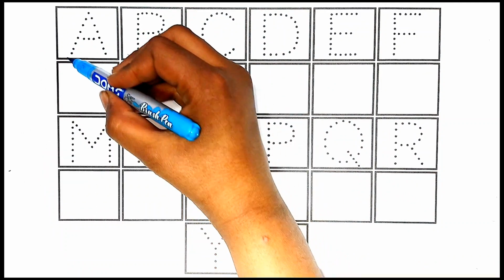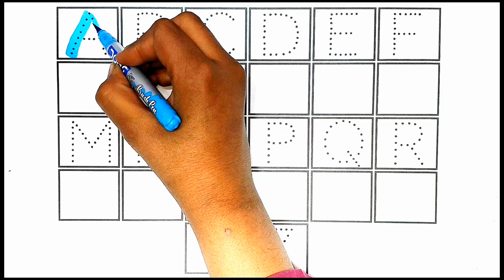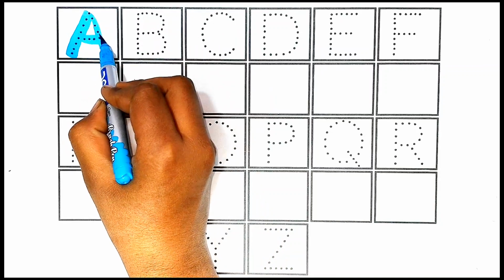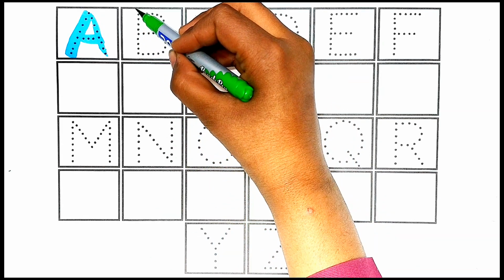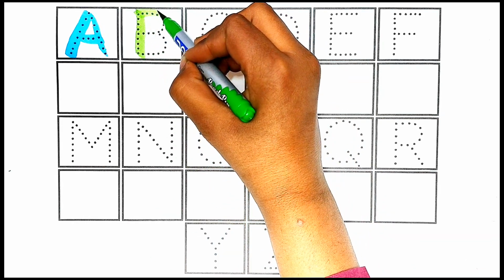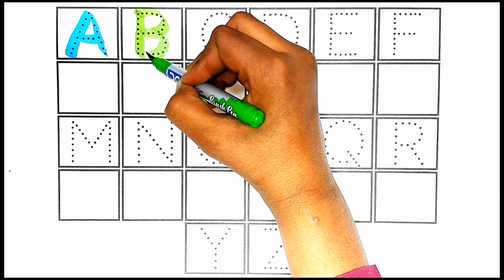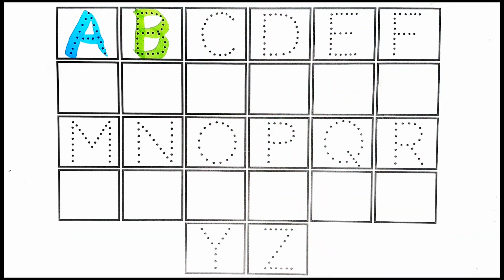Blue color. A for apple, A for apple. Green color. B for ball, B for ball. आगे क्या है बच्चों?